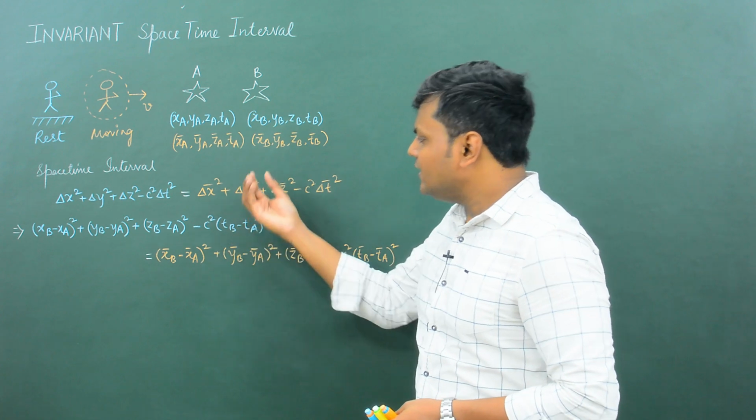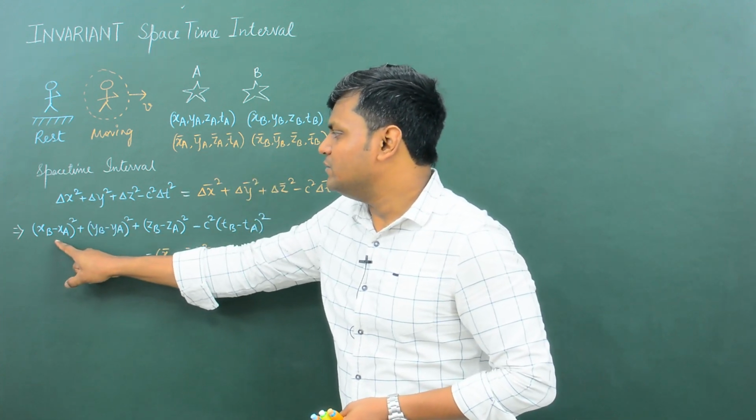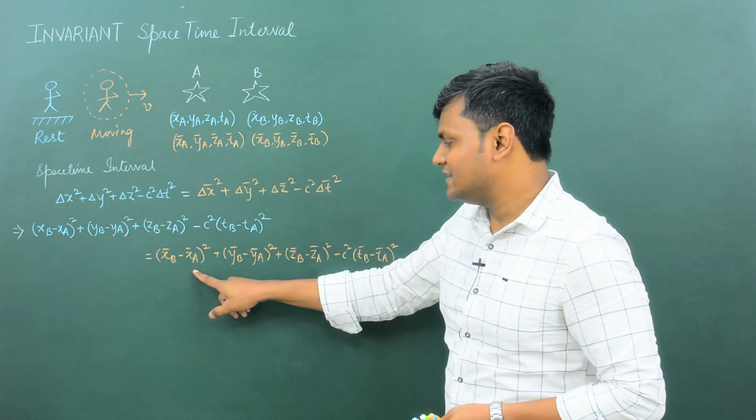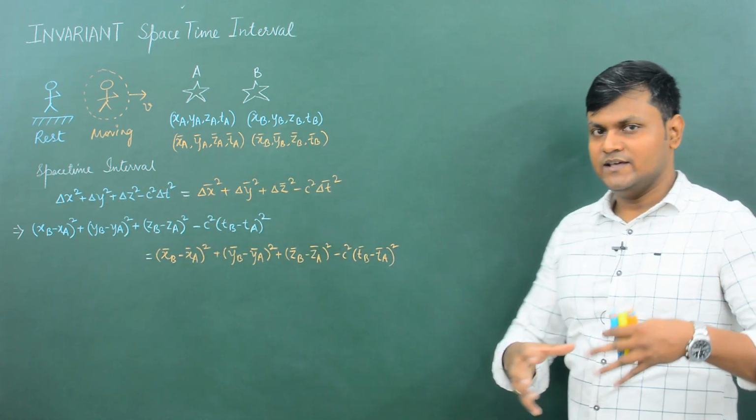If I write it in a more detailed fashion in terms of the coordinates, del x is nothing but x_B minus x_A. Similarly, del x bar is nothing but x bar_B minus x bar_A. This is just written in a detailed fashion so that there is clarity.